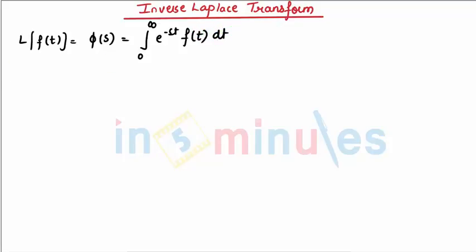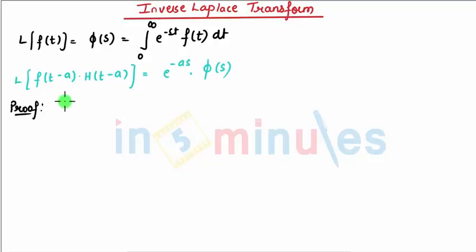Now we need to prove Laplace of f of t minus a into h of t minus a, or you can say also u of t minus a, that is equal to e raised to minus as into phi of s. Let's start with the proof. So taking the LHS, we need to find Laplace of f of t minus a, h of t minus a.